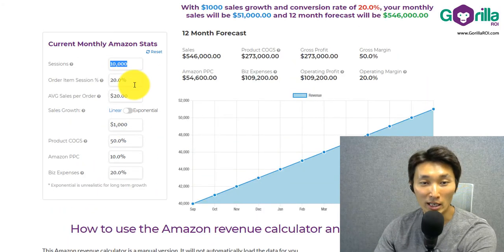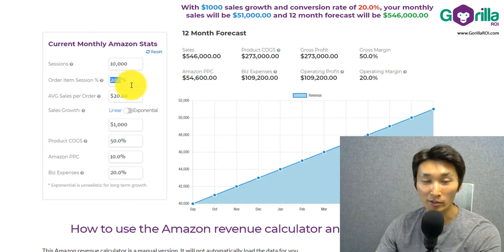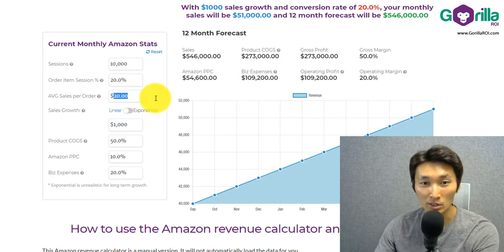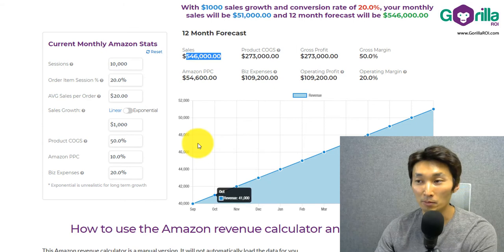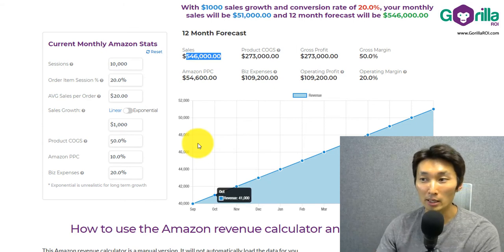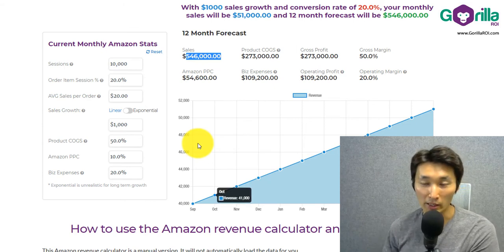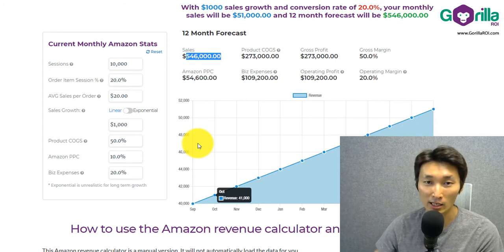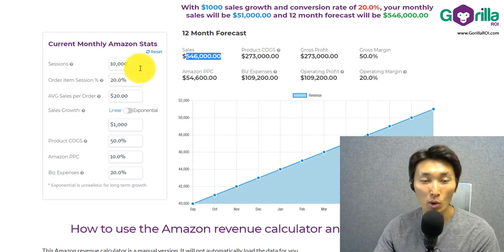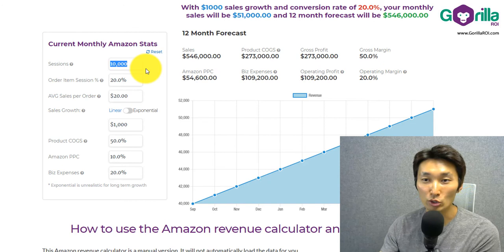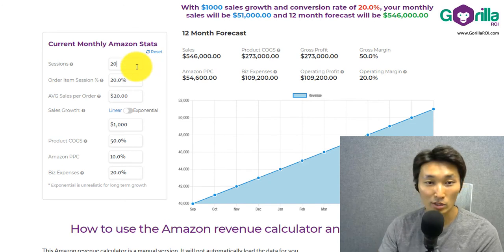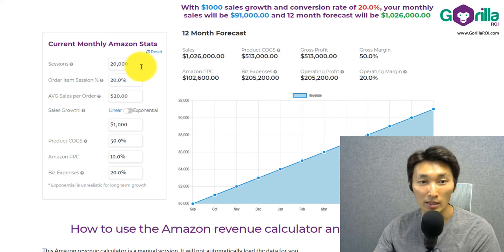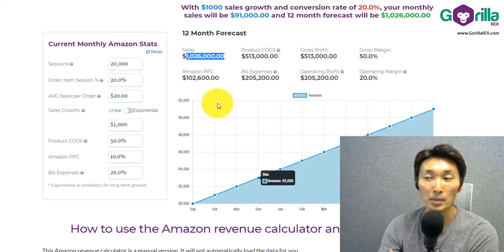So starting with, say, the default of 10,000 sessions, 20% conversion rate and $20 average sales, the sales is going to be a little bit over $500,000. But let's say you're trying to get to 1 million. What are the main factors that are going to play into that? Number one, it's going to be sessions. Right now, if you're at 10,000 and I increase this to 20,000, that's immediately going to get you up to 1 million.